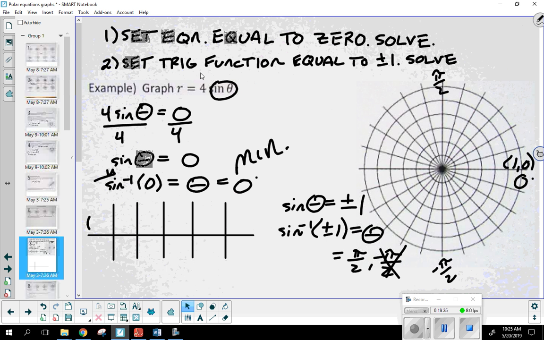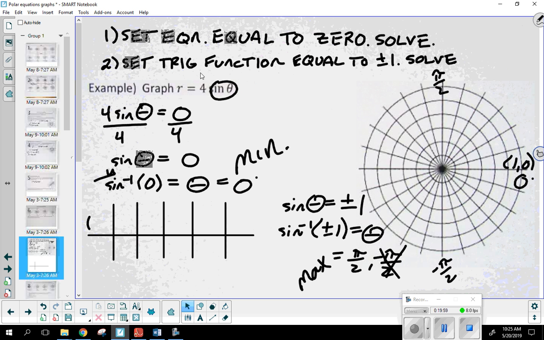So I know the minimum length of the radius has to be at 0 degrees. So by setting the trig function equal to plus or minus 1, what am I finding the locations for the radius to be here? If I've already found the minimum, then it has to be the maximum. This has to be the location where the radius will be its maximum length.